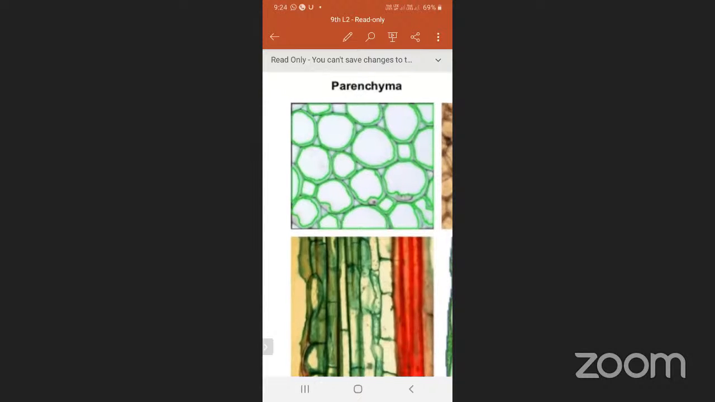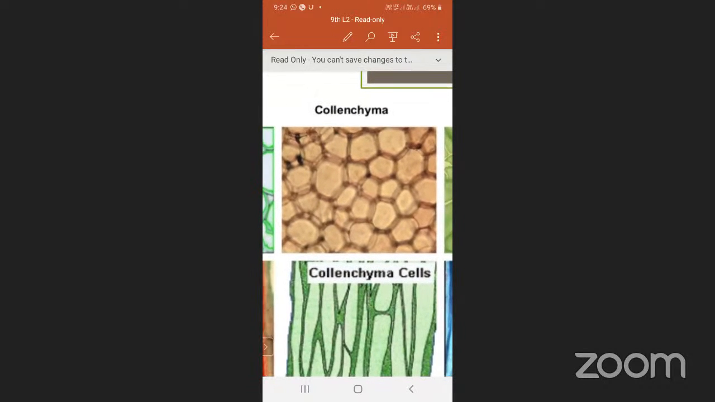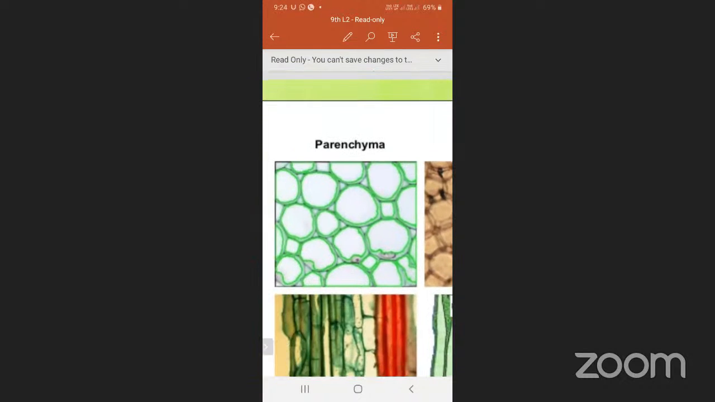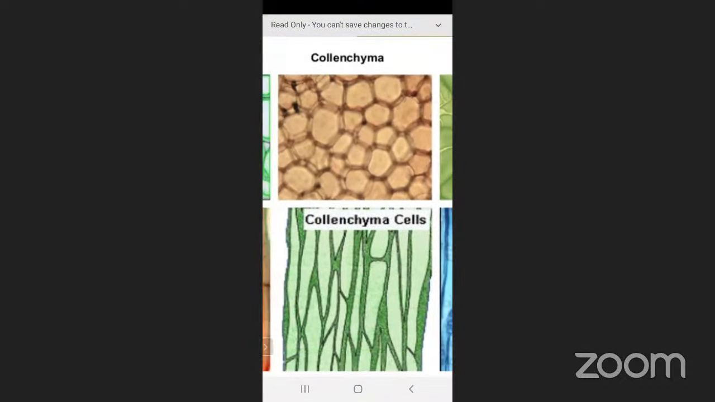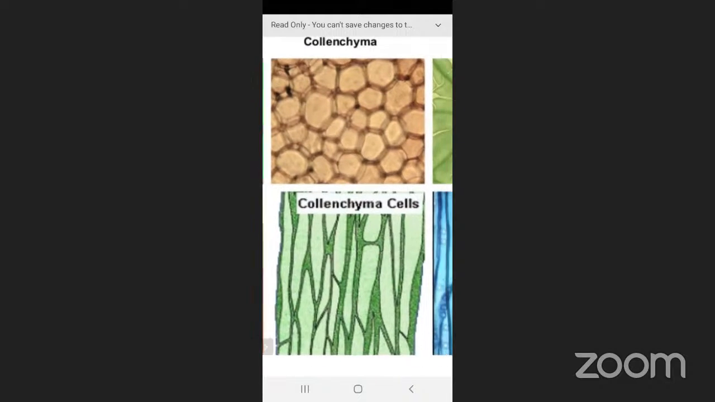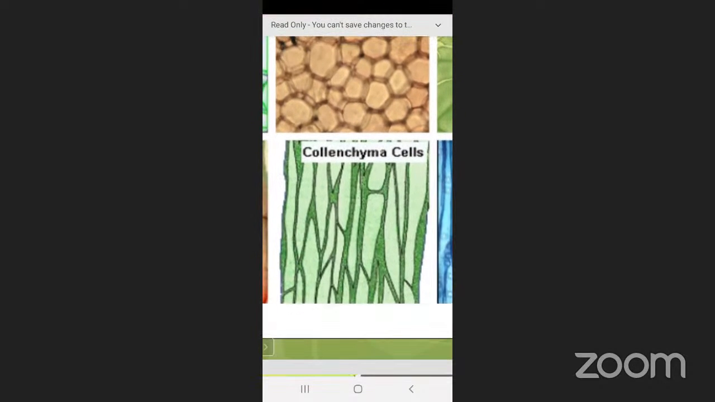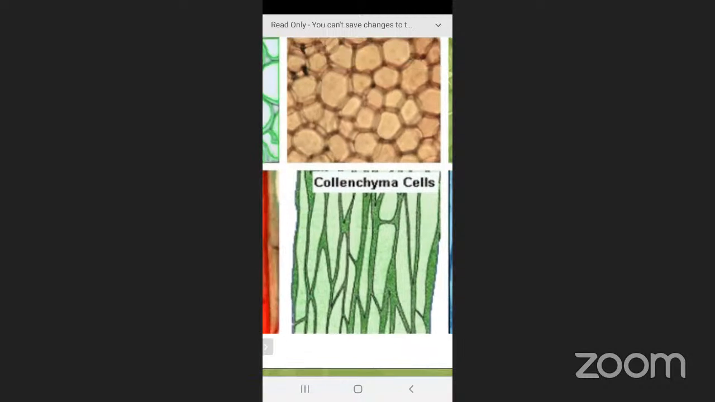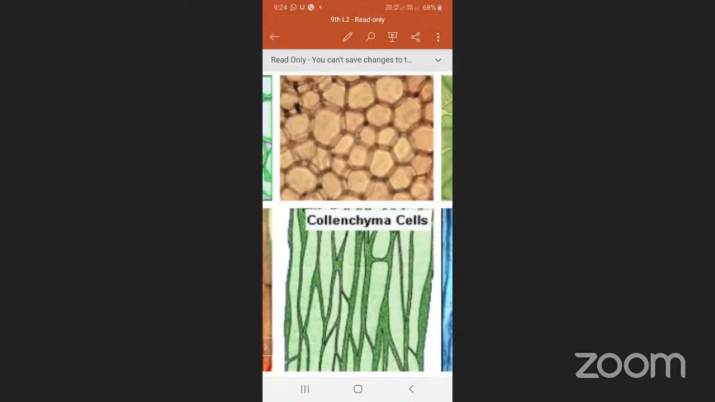Next, parenchyma is completed. Next, we can go for collenchyma. Collenchyma tissue has thick walls. Parenchyma cells are soft and thin-walled, but here collenchyma is thick-walled, with longer cells when compared with parenchyma.